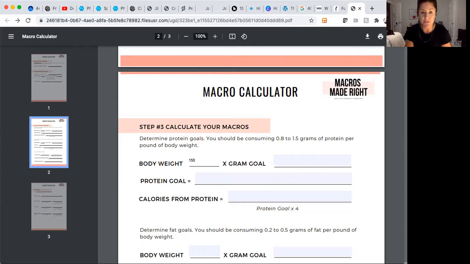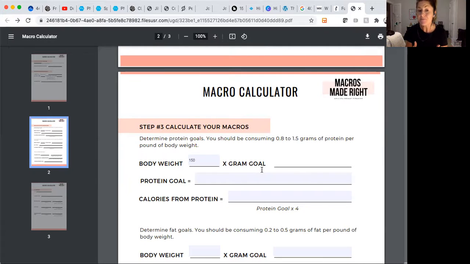All right, so for the sake of our purposes here, I'm going to put my body weight in as 150. It's an easy calculation. Then you should be consuming at the minimum 0.8 grams of protein per pound of current body weight, upwards to 1.5 grams of protein per pound of body weight.